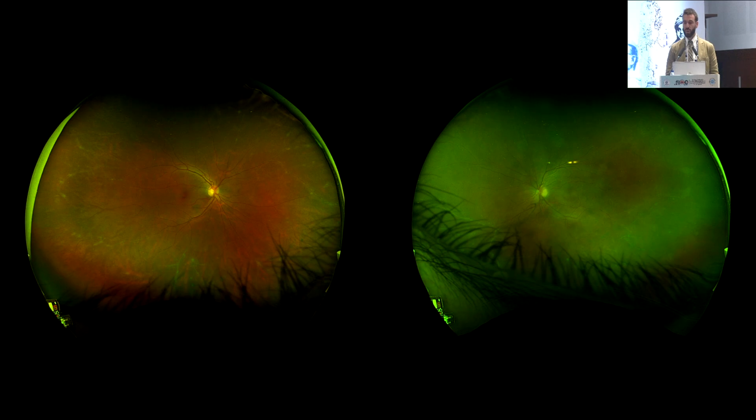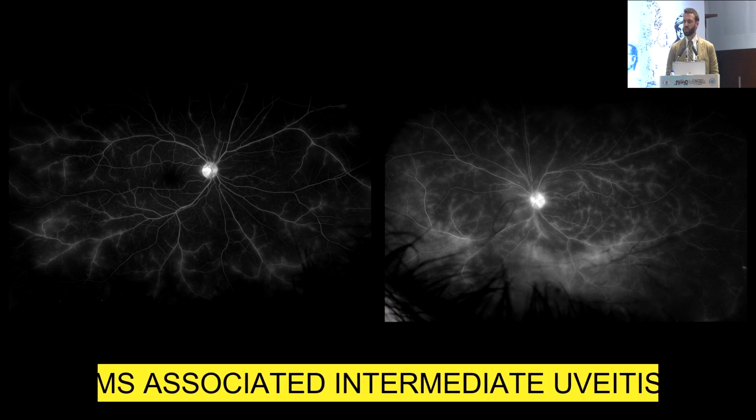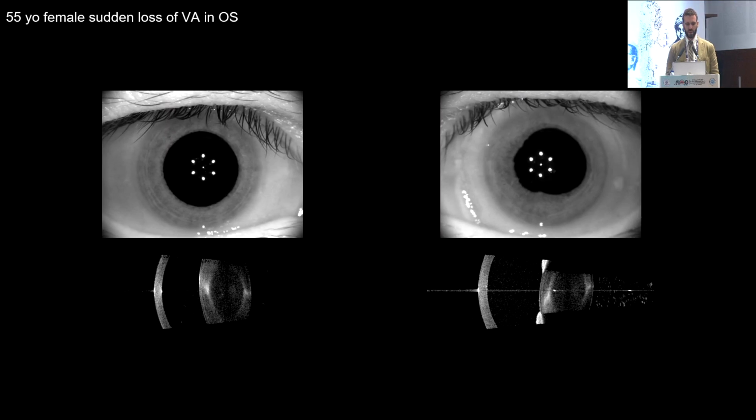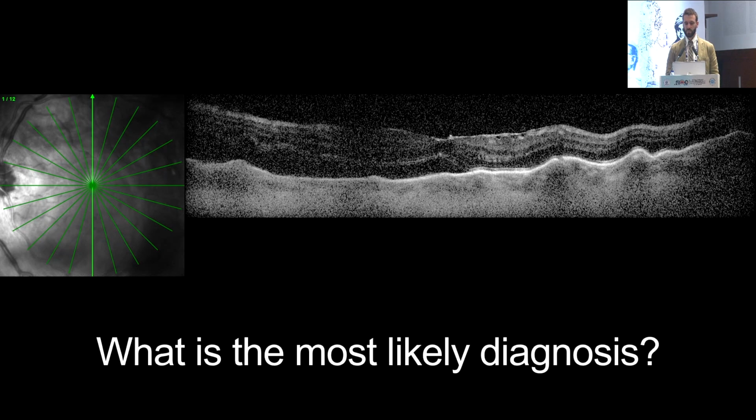But if you examine the patient carefully, you can see there is some kind of intermediate uveitis, some kind of vitritis. And looking at the patient, there is leakage all around, and the patient is young, she's female, and she has MS. So this is just subretinal fluid complicating the case of MS, intermediate uveitis. Now, this is a 55-year-old female that has some cells in the anterior segment. And you can see subretinal fluid again. Now, is this subretinal fluid coming from some kind of uveitis, or what is the most likely diagnosis?